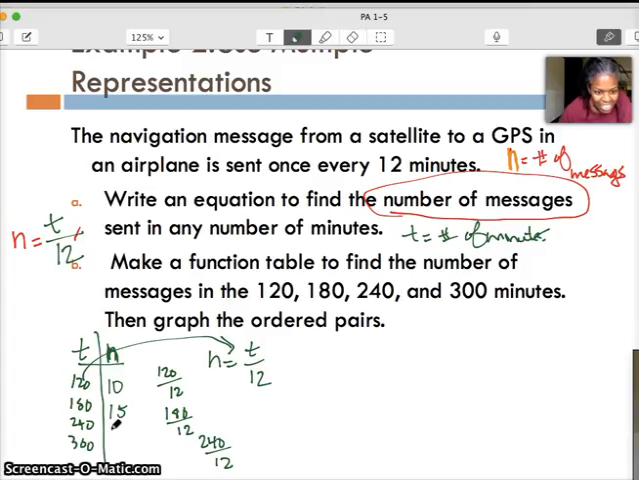All right, so we get 20 here, and then finally I would put 300 here to get the last value. 300 divided by 12 is going to give me 25.